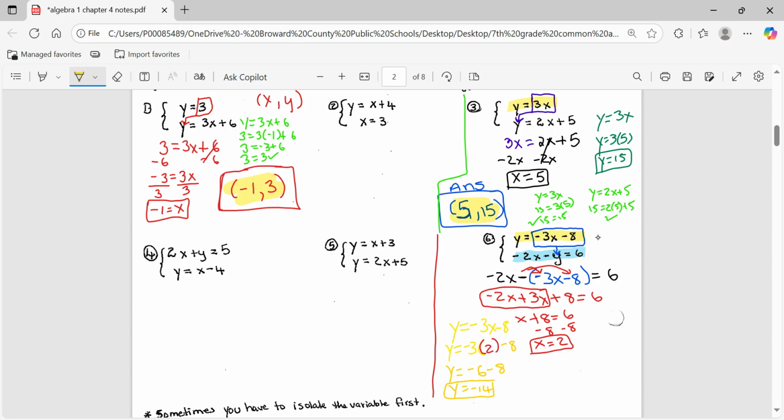This is always weird. Let me put my answer right up here. Answer: 2, negative 14.